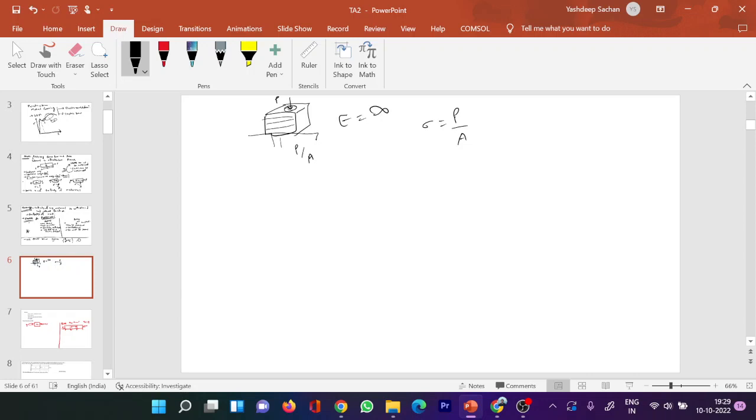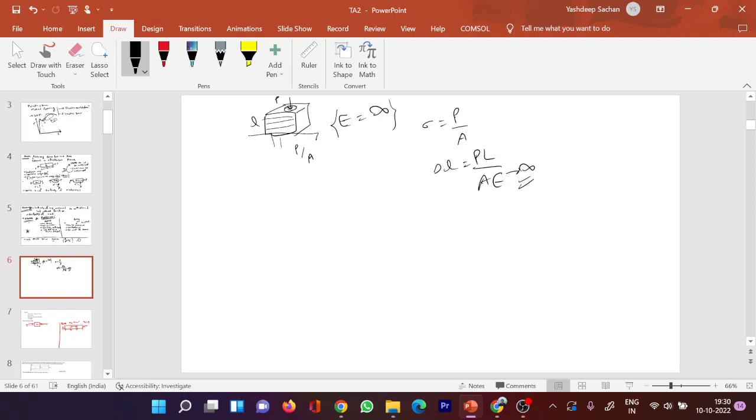Sir, even in a rigid body the stress is developed. Stress would be there, but deformation won't be there. That is because of Young's modulus being infinity, sir. What would be the deformation? Its length is L, so if the load is constant, delta L would be PL by AE, right? So E is infinite here, so delta L, the change in dimension, would be zero because of E being infinite.